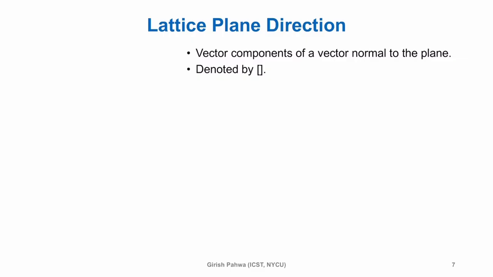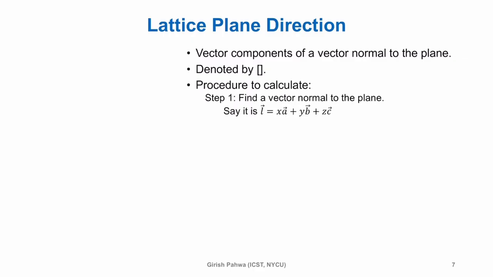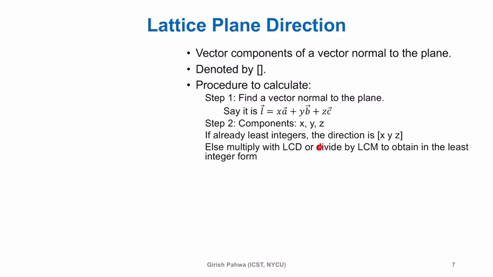So let's try to find a vector normal to the plane first. Let's say this is some vector L equal to x a cap plus y b cap plus z c cap. So a, b and c are your, what? Primitive vectors, right? Primitive vectors of the lattice. And x, y and z can be some real numbers, can be anything, integer, non-integer, not necessarily an integer.